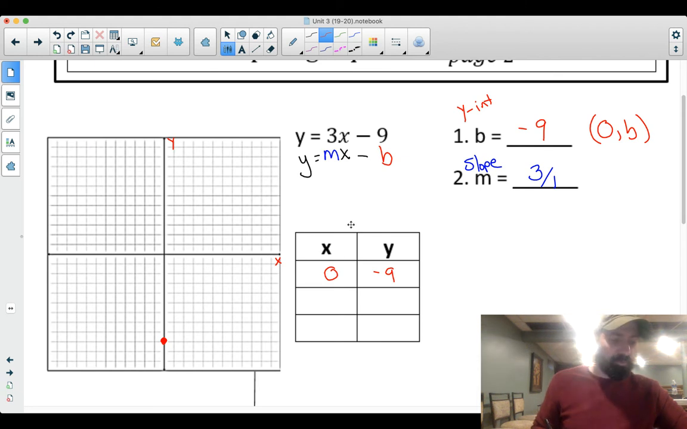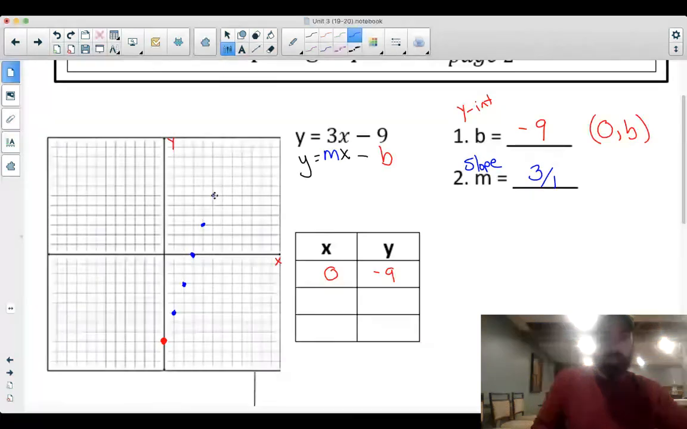Well, let's check our next point using our slope. Our slope is rise 3, run 1. So let's go up 3 over 1. 1, 2, 3 over 1. Let's keep doing that. I could keep going if I really wanted to, all the way through here. Up 3 over 1. I go up 3 because it's positive. I go to the right 1 because it's positive.